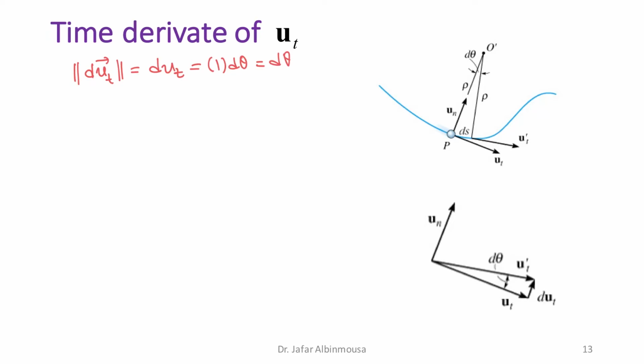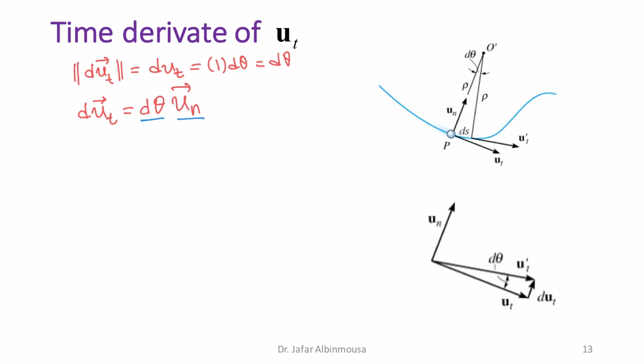Now, what if I want to express the unit vector dut? Well, I need a magnitude and I need a direction. For the magnitude, I just calculated it. This is the magnitude of this unit vector, so its magnitude is d theta. But what is the direction? The direction is actually going to be un. So this is the magnitude and this is the direction.